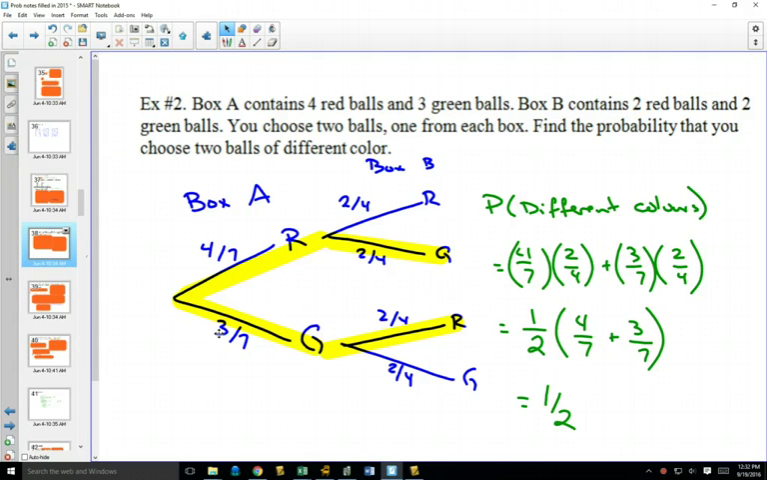So again, when drawing your tree diagram, each set of branches represents a different event. So you have to say, well, what is one of the events? And sometimes, like this one, they could have happened simultaneously, but for the probability, you can say, okay, I'm going to do box A first and box B second.